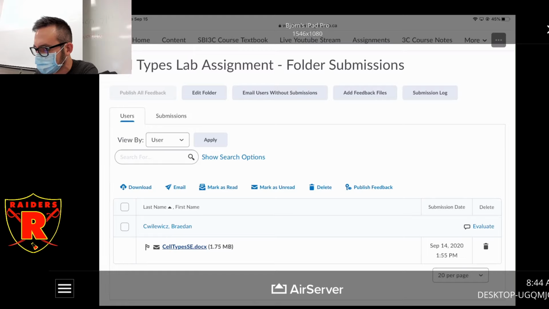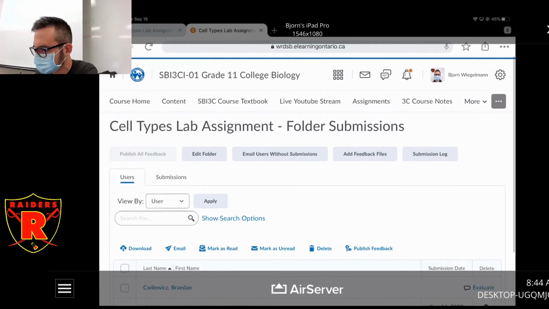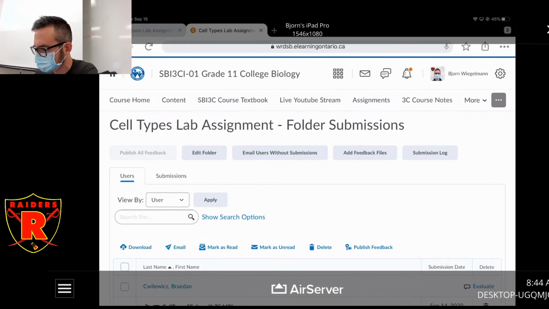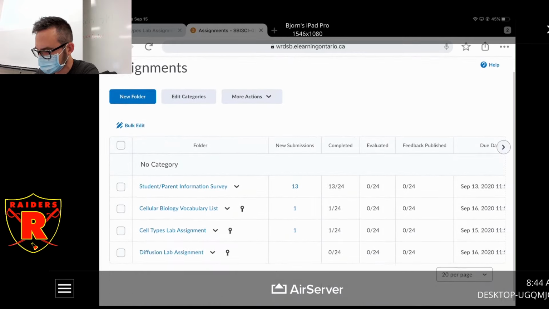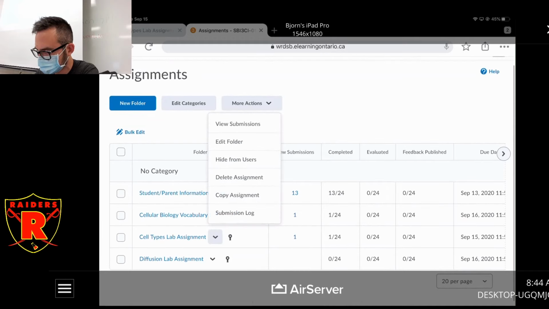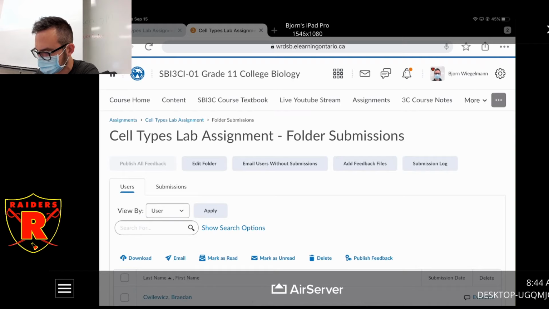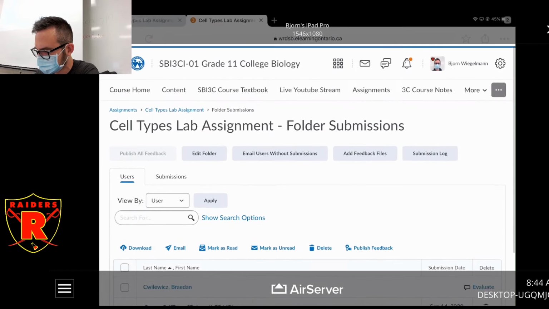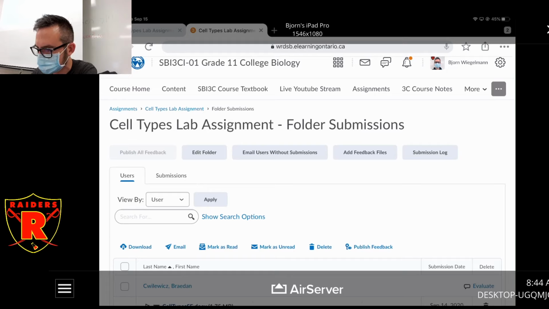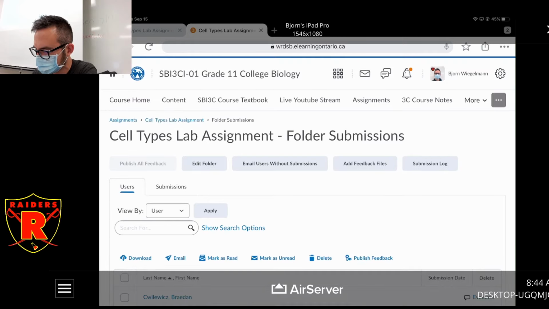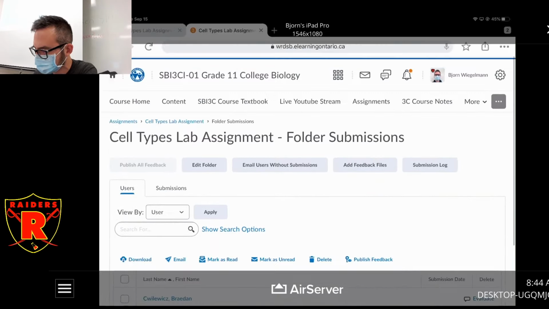How do I actually look at the assignment itself? Can I look at it? Doesn't let me look at it. That's annoying. Assignments. I don't want to look at submissions. I want to actually see the assignment. No, it doesn't. Okay, that doesn't make sense to me.